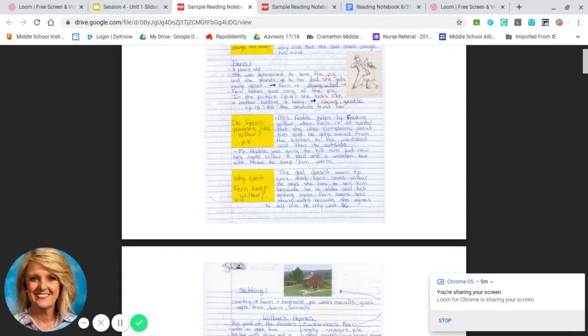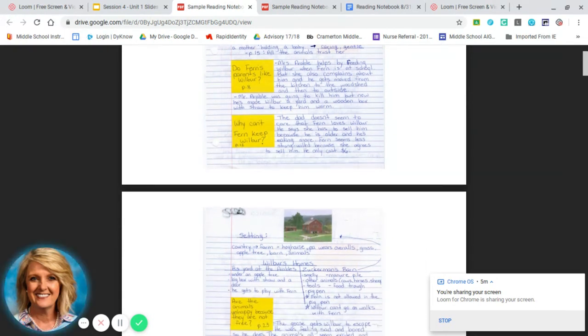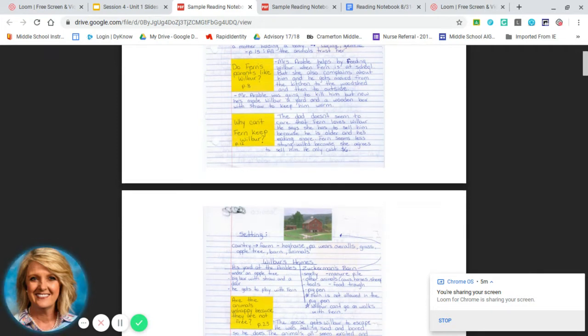So here she describes how these characters felt about Wilbur to begin with, and then she talks a little bit about how they changed. So she can see how the parents' opinion of Wilbur changed as they got to know him throughout the story. Why can't Fern keep Wilbur is what she was wondering on page 12. The dad doesn't seem to care that Fern loves Wilbur. He just says that she has to sell him because he's older and he's eating more, and Fern seems less strong-willed because she agrees to sell him. He only cost $6. So that was just some of her thinking there.